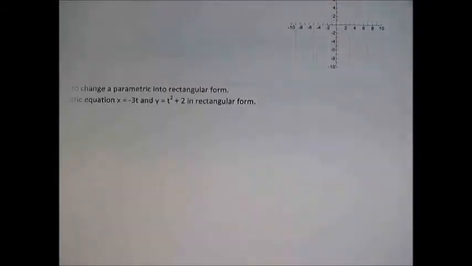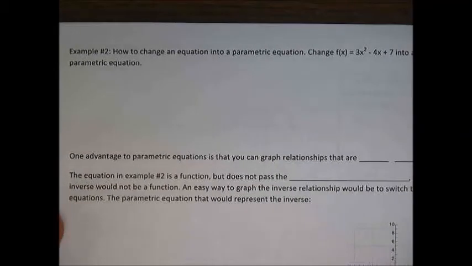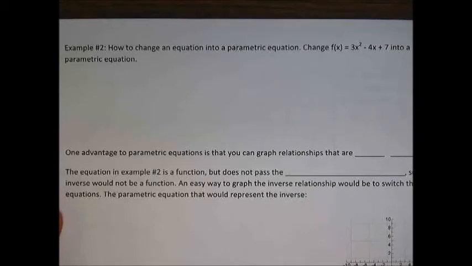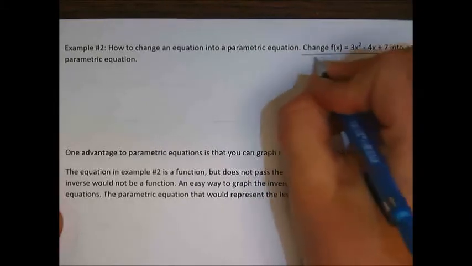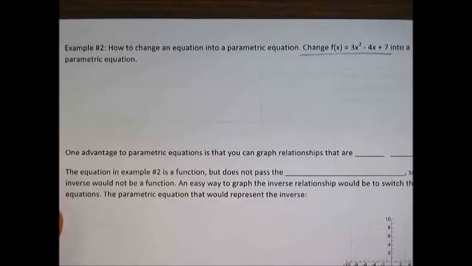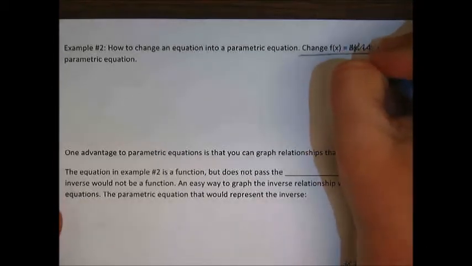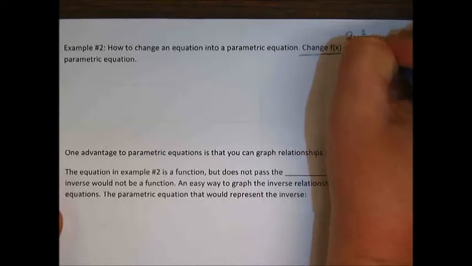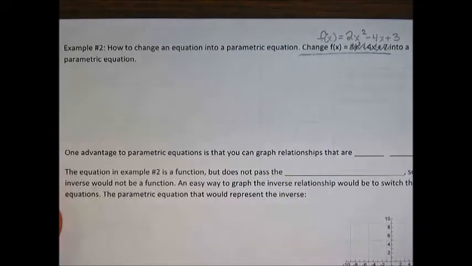On the next page, this is just how do we work with parametrics, how do we write parametric equations, and then some of the things we can do with parametrics. So to change a regular rectangular equation, as they call it in the book, the f of x notation that we're used to, I'm going to change this to 2x squared minus 4x plus 3, just so it will show up on the graph easier. It should be already changed on your notes.